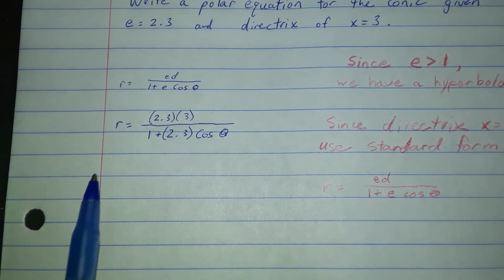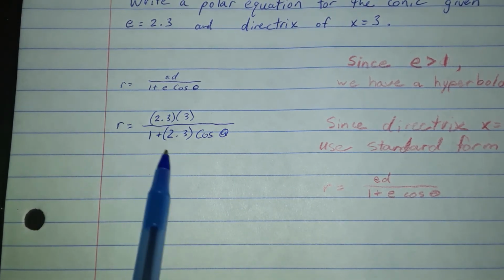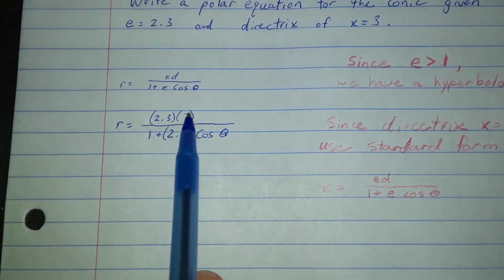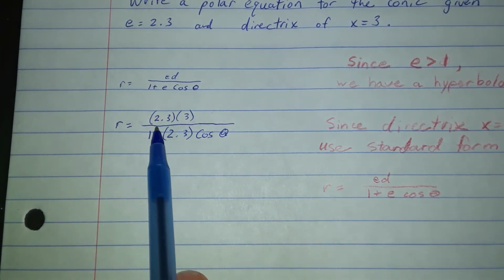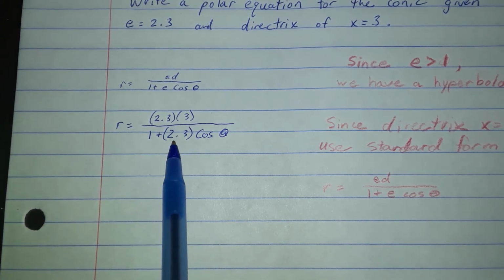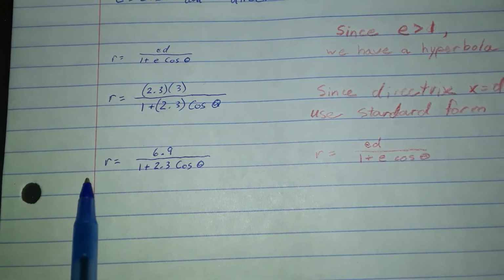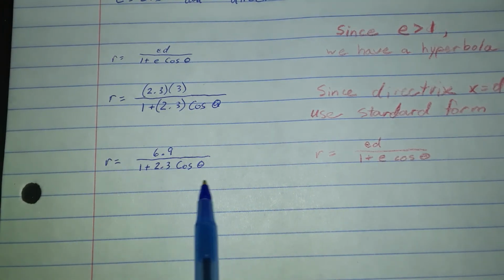So at this point, substituting in for e in both places, I'm putting 2.3 and 2.3. And then for the d, I'm putting the 3. So we're going to multiply 2.3 times 3, and then we're multiplying 2.3 times cosine of theta. So at this point, this is the equation for the hyperbola that we want.